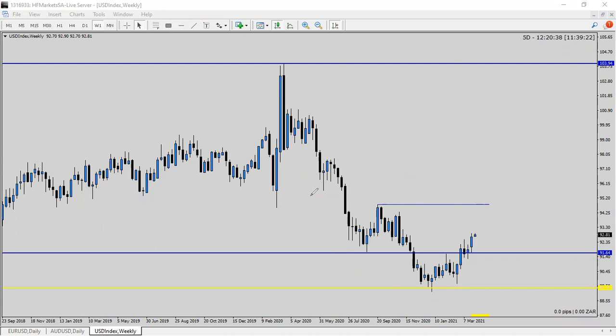So what I'm actually looking for right now is for price to come back and either retest this level here or come back and retest this level of supply right in here. Because what you can see in this area is that we've had a drop, we've had a base, and we've had another drop.